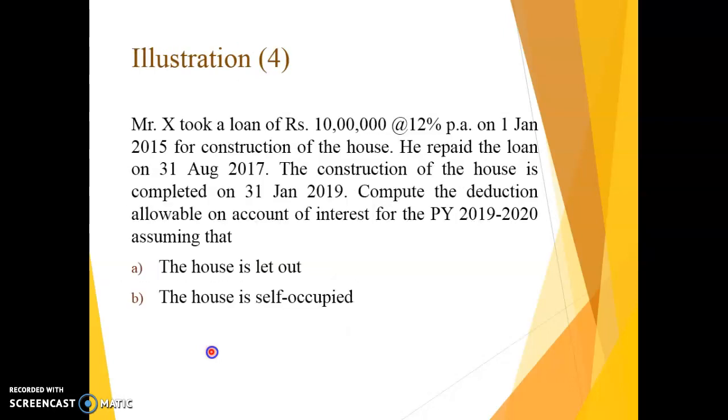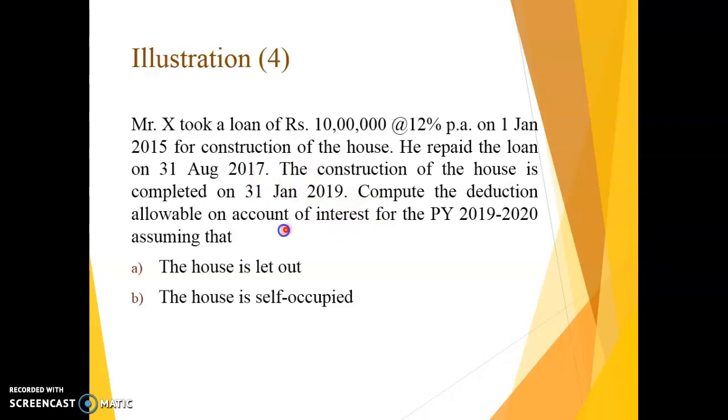Now this is illustration 4. Mr. X took a loan of rupees 10 lakh at the rate of 12% per annum on 1st January 2015 for construction of the house. He repaid the loan on 31st August 2017 and the construction of the house is completed on 31st January 2019. In this case, he has repaid back the loan on 31st August 2017, which is prior to the construction of the house. So in that case, my pre-construction period will end on the exact date of the repayment of the loan, that is 31st August 2017.